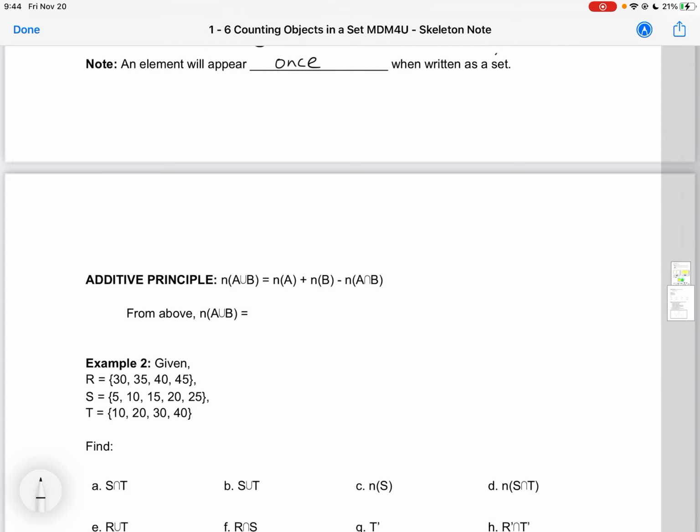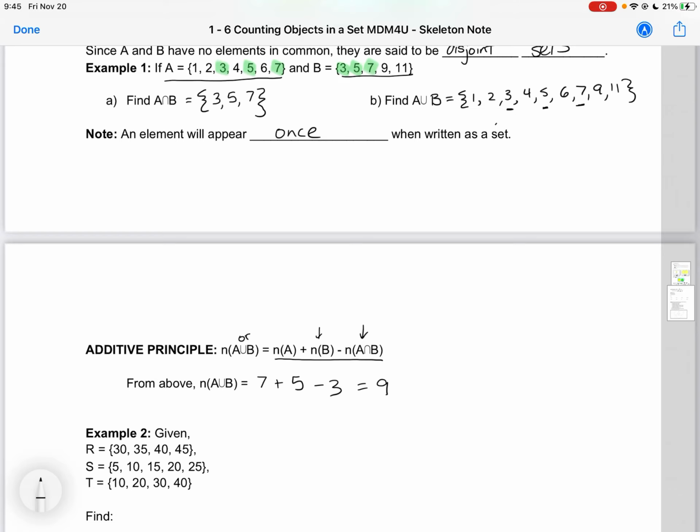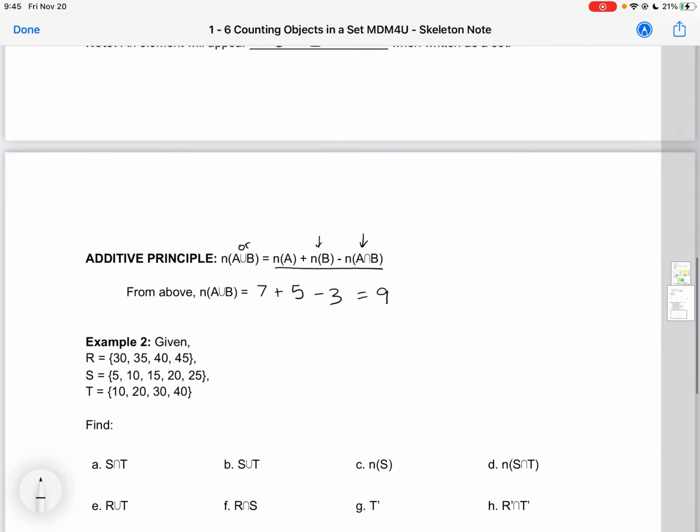Based on the information that we have above, we can define the additive principle. So this is A or B is equal to the number of elements in A plus the number of elements in B, take away the number of elements that are in the intersection. So from our example above, we have 7 elements in set A, 5 elements in set B, and then 3 elements that are in the intersection, which gives us a total of 9 elements in our union, and we can count those above if we go back up here. 1, 2, 3, 4, 5, 6, 7, 8, 9 elements.